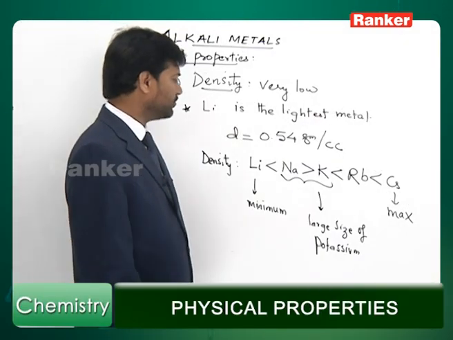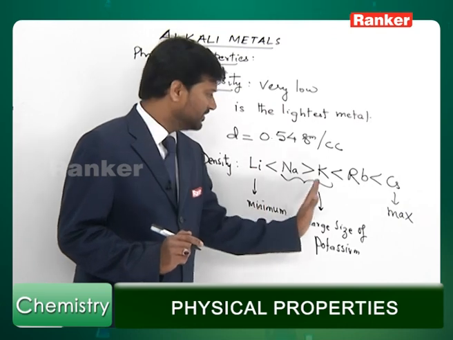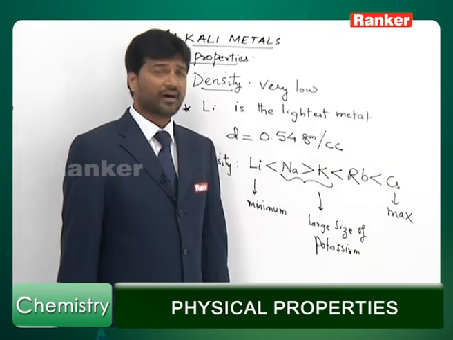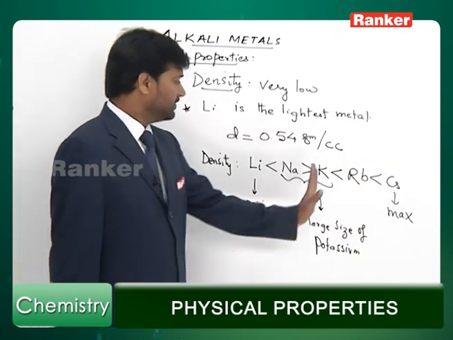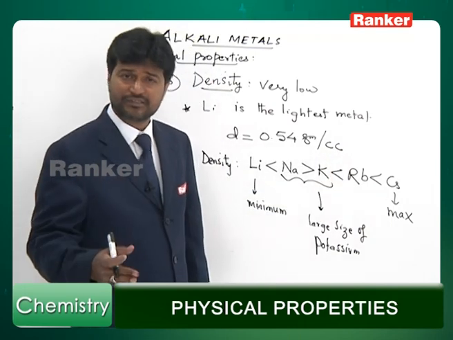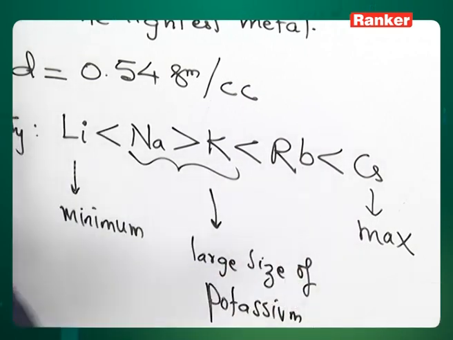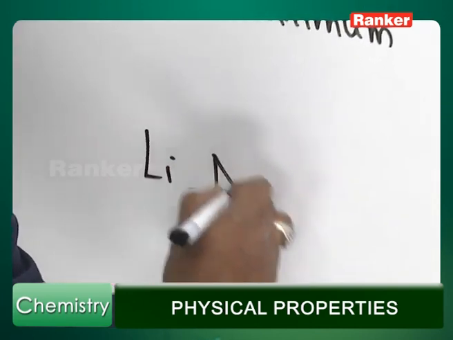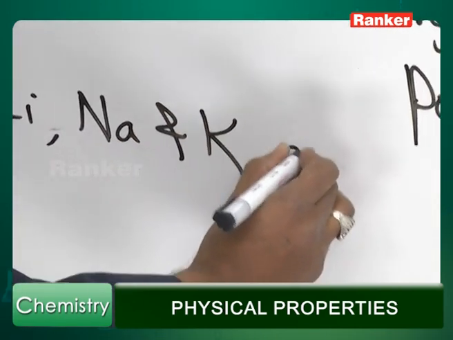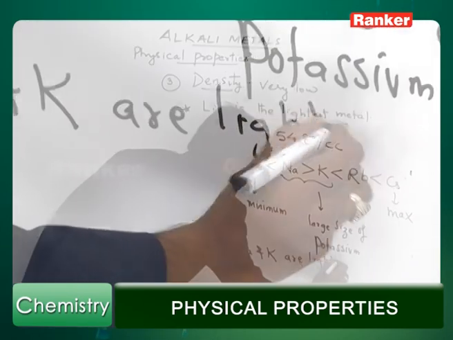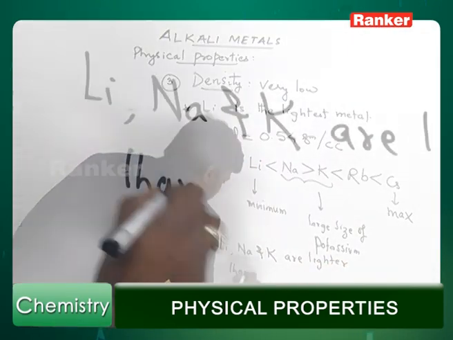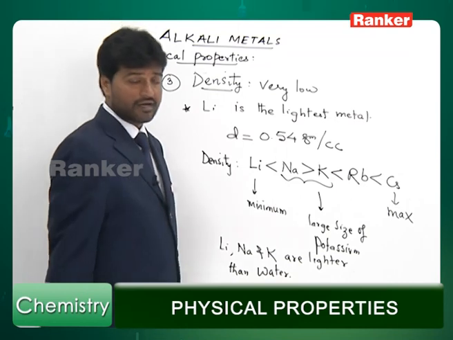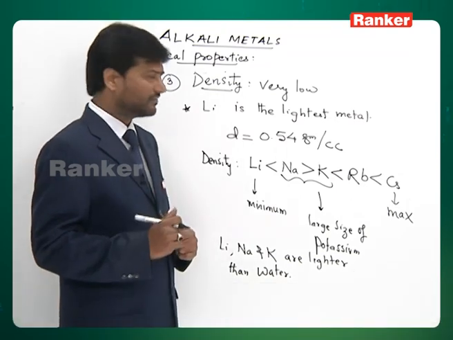There is another thing you are supposed to know here: the first three elements, lithium, sodium and potassium, are lighter than water, whereas rubidium and cesium are heavier than water. What I mean to say is, up to this, the elements have density less than 1 gram per cc, and beyond this it is more than 1 gram per cc. So, another point worth noting is Li, Na and K are lighter than water. The other two, rubidium and cesium, are heavier than water. That is about density of these elements.